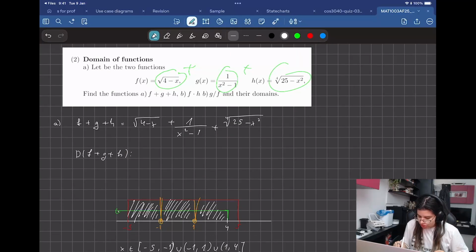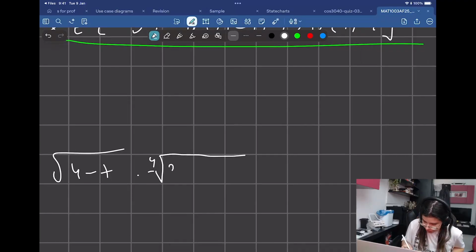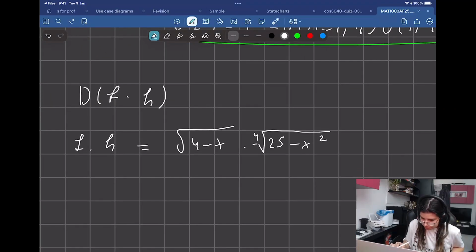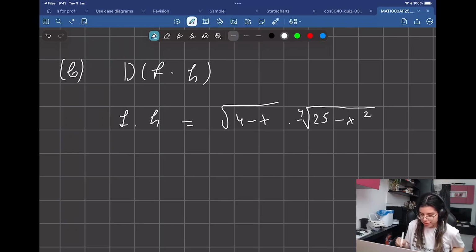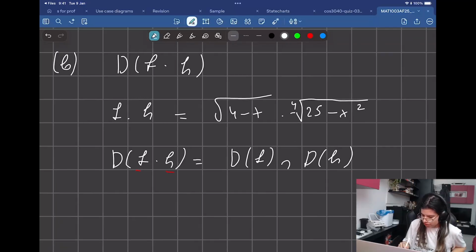h is fourth root of 25 minus x squared. Okay? All right, good stuff. And you don't need to do anything further, okay? Just leave it at that and you get the points. Now, the domain is same thing. You just find the intersection of the separate domains of f and h, okay? So that's domain of f intersected with domain of h, in this case, not g.